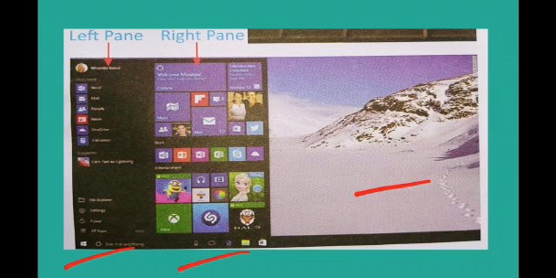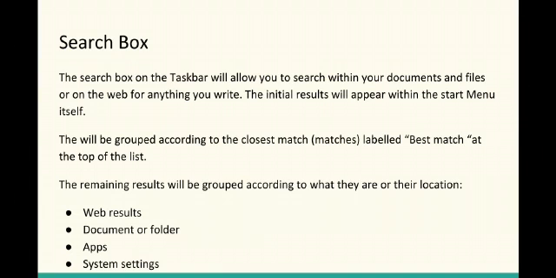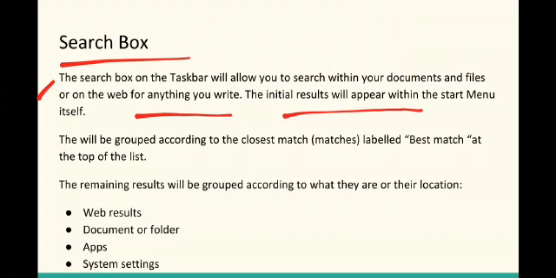Next topic is the search box. The search box on the taskbar will allow you to search within your documents and files, or on the web, for anything you write. The initial results will appear within the Start menu itself. In the taskbar, there is the option of the search box.